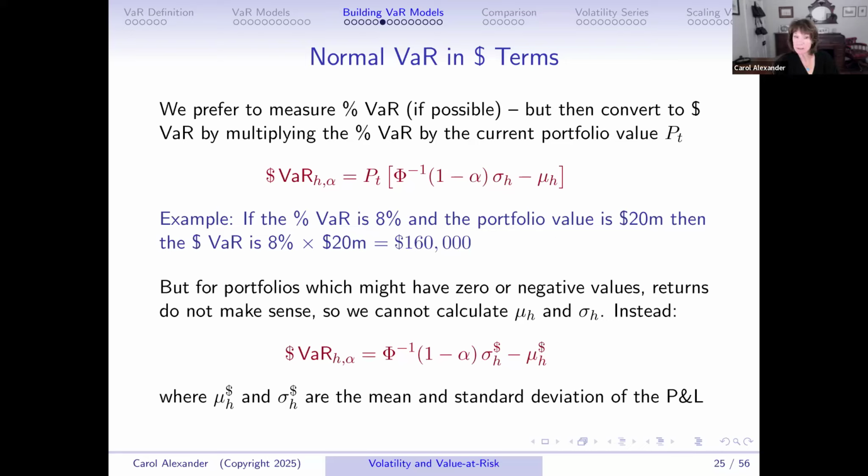But remember, we can't always use returns. Sometimes we have to use P&L. We cannot calculate mu_H and sigma_H on returns. Instead, we have to calculate mu_H in dollars and sigma_H in dollars as a mean and standard deviation of the P&L distribution, using some historical data on the P&L, and then using the sample mean and the sample standard deviation of those data.